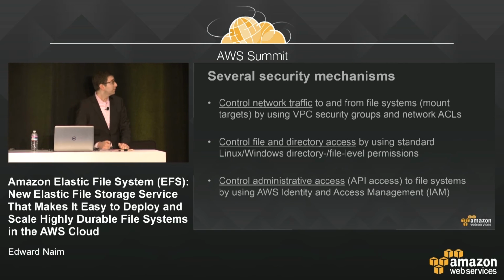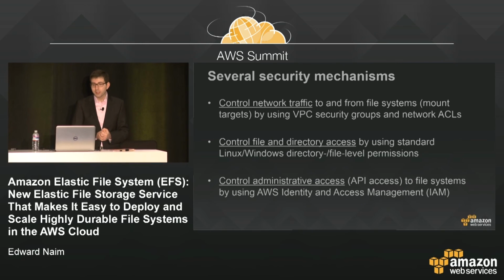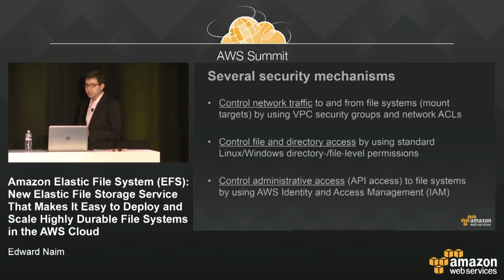So let me talk to you about the security mechanisms that are available to EFS file systems. First, at the network layer, you can control network traffic to and from file systems, and it's really to and from these mount targets, by using VPC Security Groups and VPC network ACLs. Second, at the data access level, you can control file and directory access by using standard Linux and Windows directory and file level permissions. So exactly the same way that you would set permissions for a local file system from Windows or Linux. And then third, at the administrative level, you can control access to administrative functions, so control access to the EFS API by using AWS's identity and access management. And I'll talk a bit more about each of these.